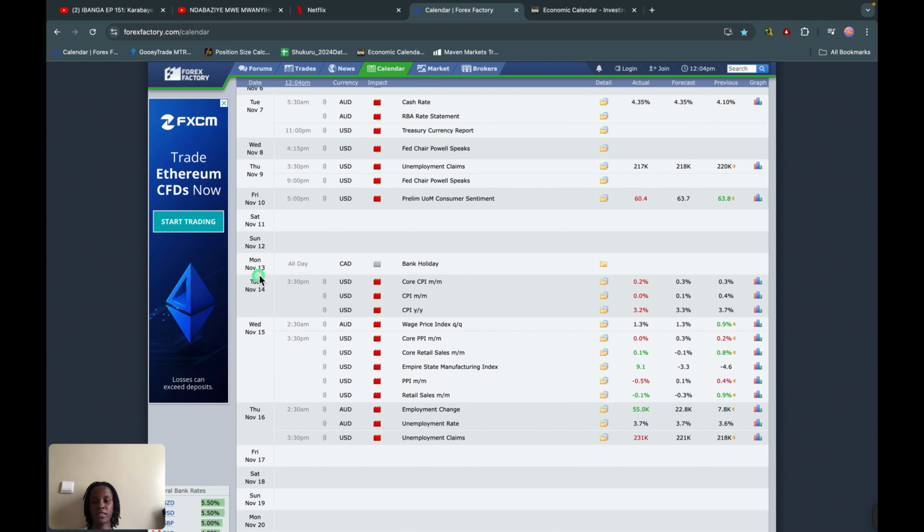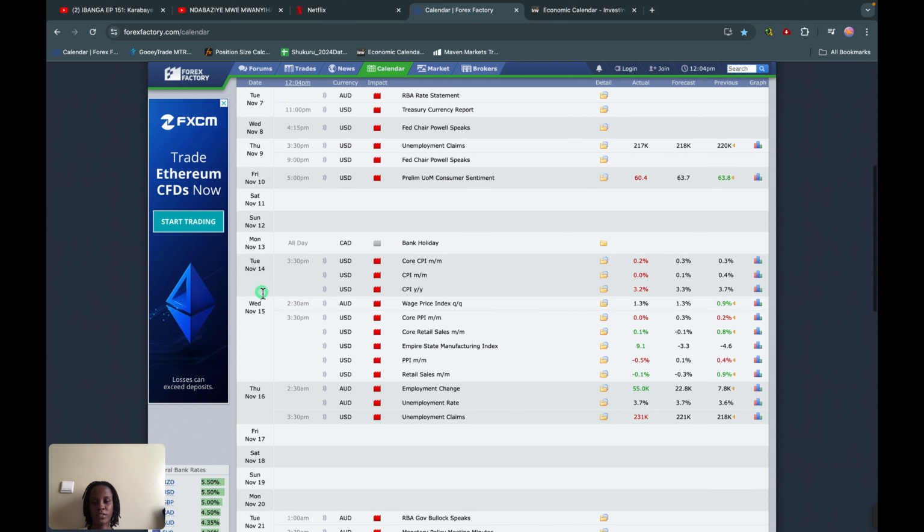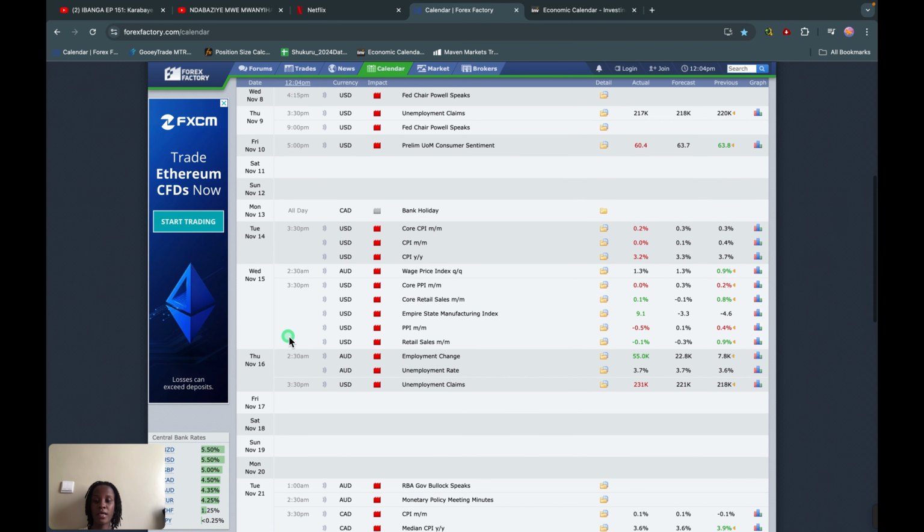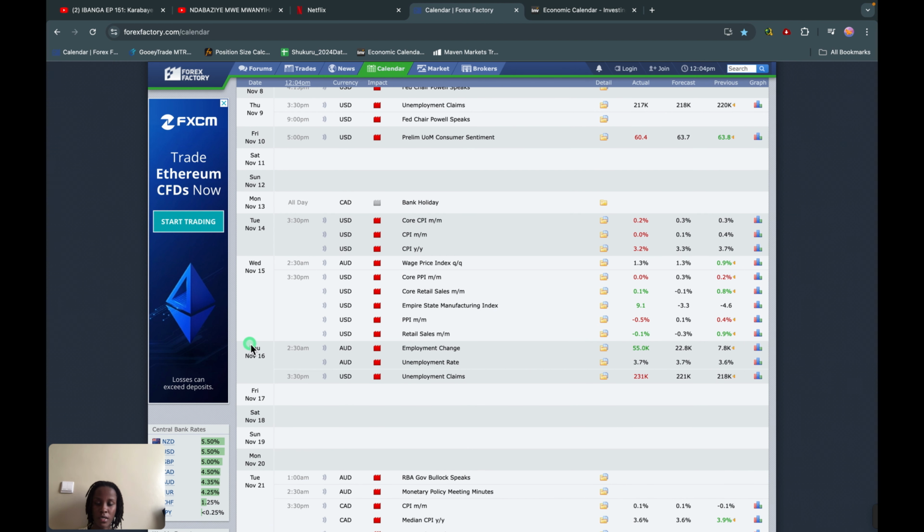So from here you'll see that on Monday 13th, Monday 14th, Monday 15th we will not be trading. The day that we will actually be trading is on Thursday, November 16th. This is the time that we'll be looking forward to trade. So let's go to the charts and see how Thursday, November 16th actually was.